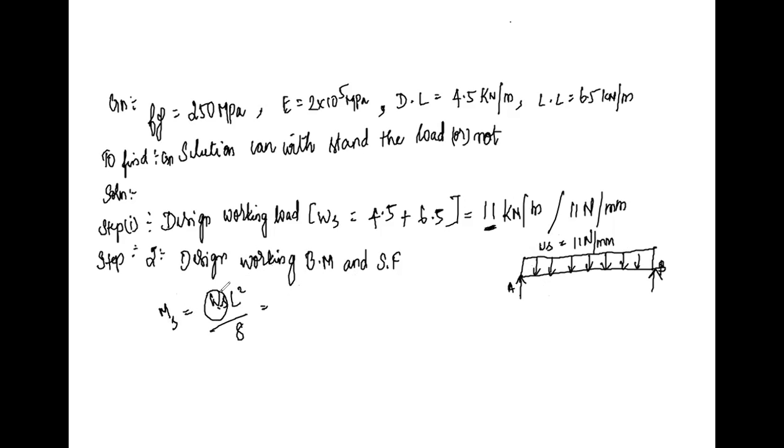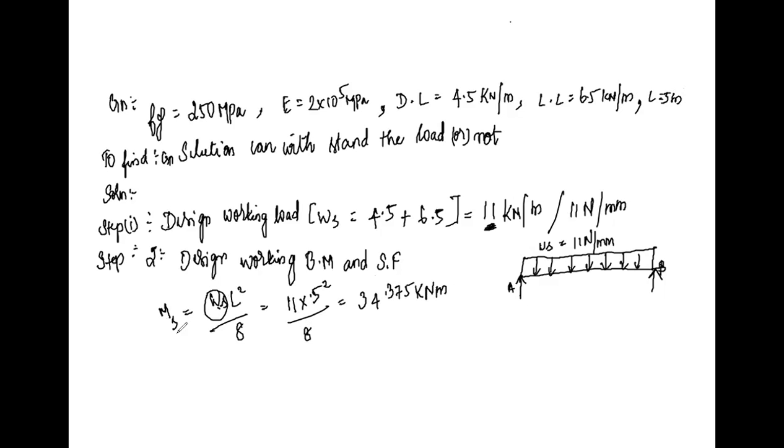In this, WS is the working load, which is 11. What is the length? Length is 5. It is given in the question, length is equal to 5 meter. So length is 5, the whole square, divided by 8. Answer is 34.375. Unit for moment is kilonewton meter.